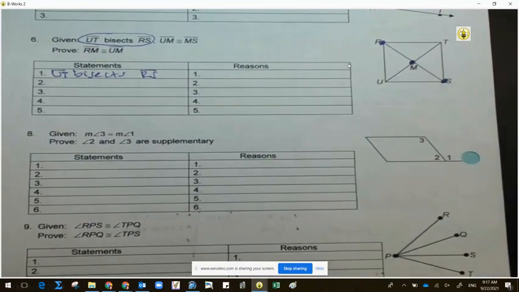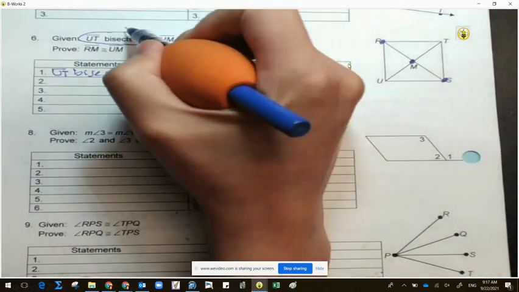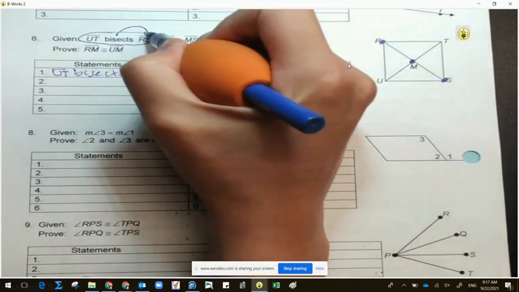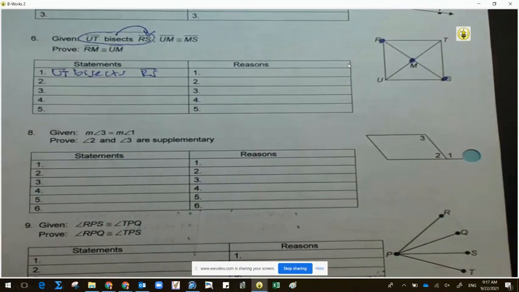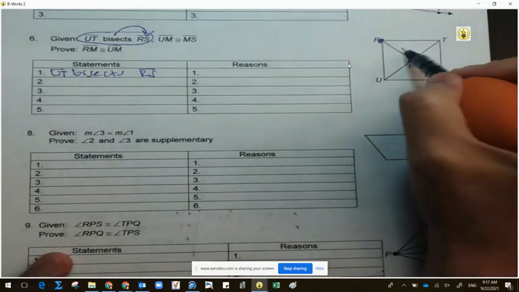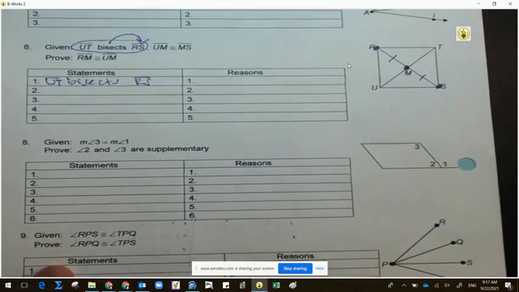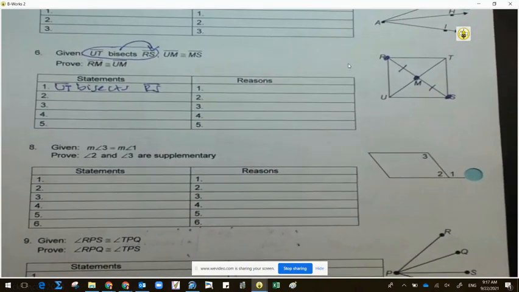And I know some of you guys were thinking, well, what happened to UM and MT? Here's what I want you to realize. When something is bisecting, it's only bisecting the segment that's right after it. It's kind of like when the knife cuts a sandwich in half, the sandwich does not cut the knife in half. It'd be cool if it does, but it doesn't. And that's the reality. So what can I say about these two? They are congruent.